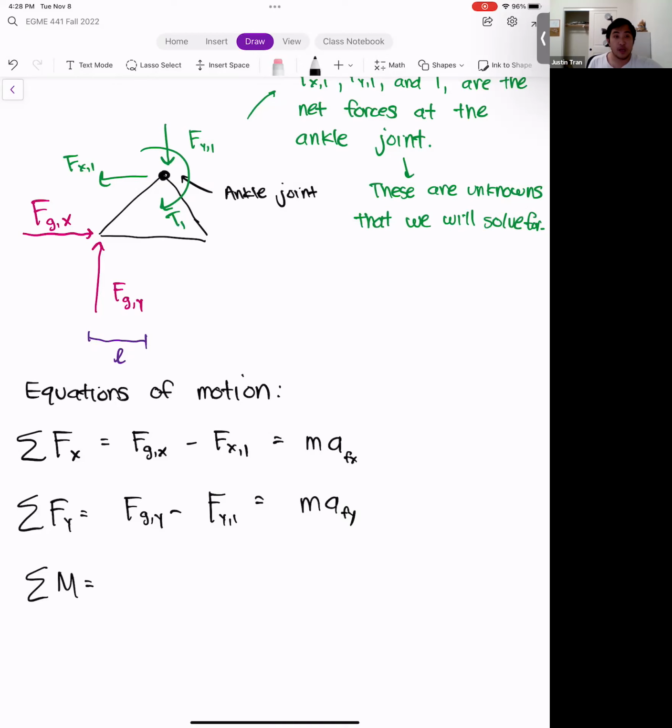Okay. And then we're going to have the sum of the moments. For the foot, we're assuming the mass of the foot is negligible. We're not given any mass there. And so we can actually sum up the moments around anywhere here. So we're going to sum up the moments around the ankle. And so if we sum up the moments around the ankle, we get Fgx.